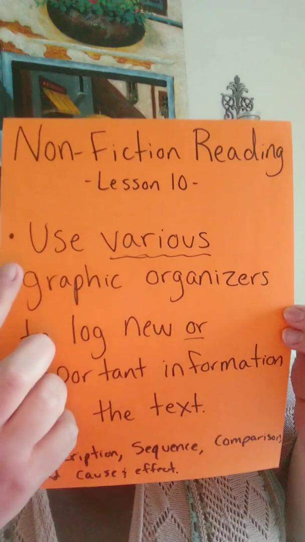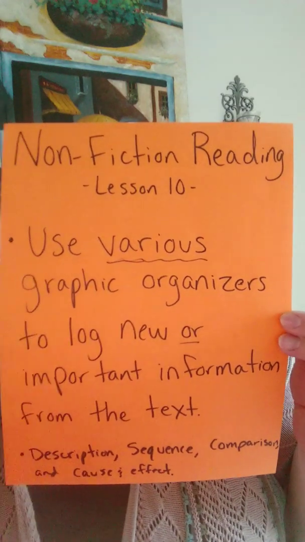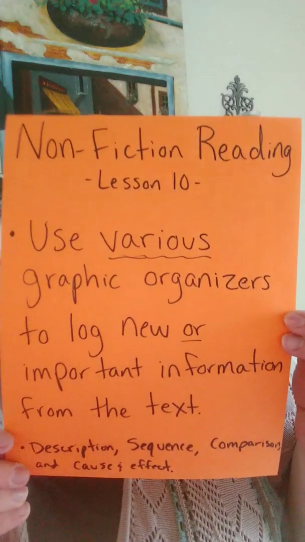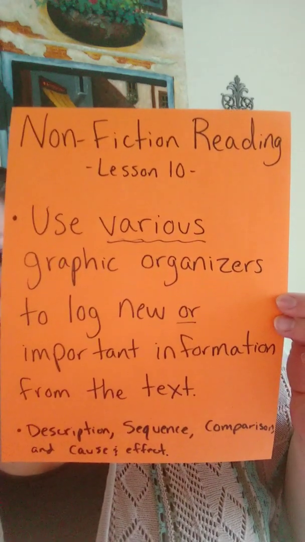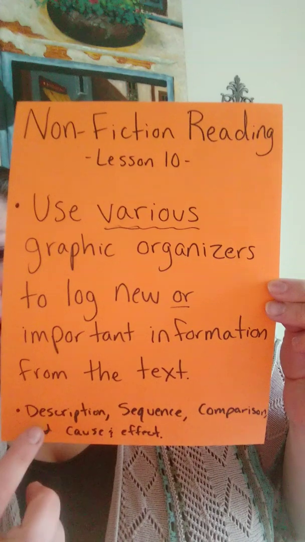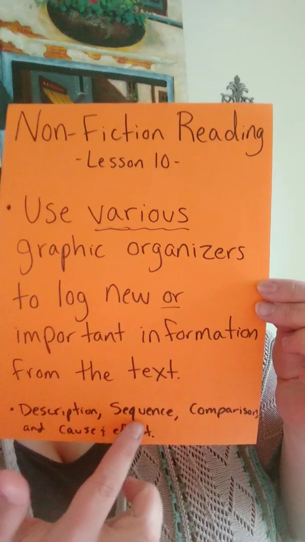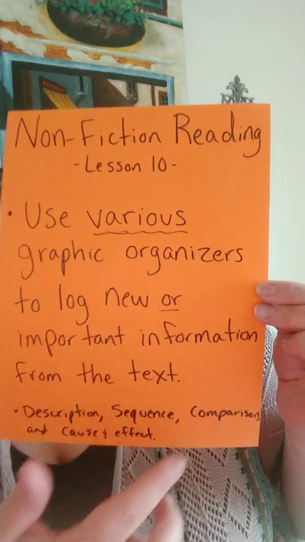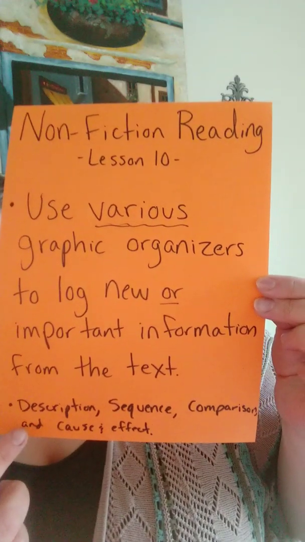So we need to realize, hopefully by this point, you have a clear understanding that you're able to use various, that means many different types, various graphic organizers to log new or maybe just important information from the text that you're reading. So we did that with finding description in our nonfiction books. We've done that by finding the sequence, remember the order, first, second, third, or first, next, finally. We've done that with comparing. And our last lesson yesterday was that we could do it for cause and effect, okay?